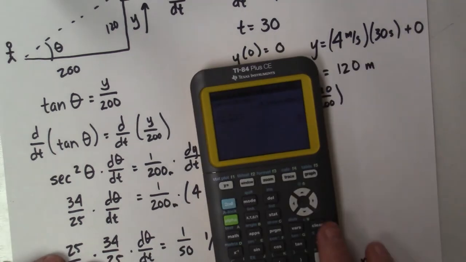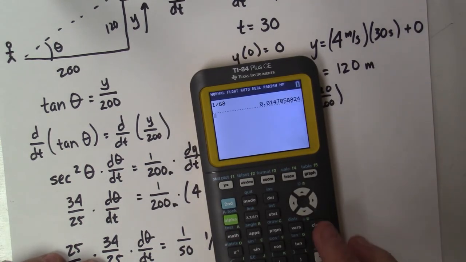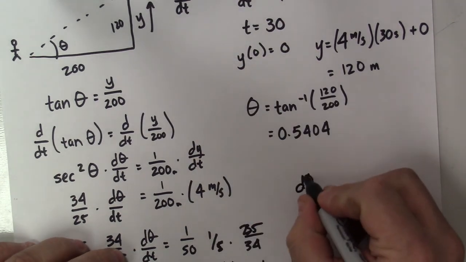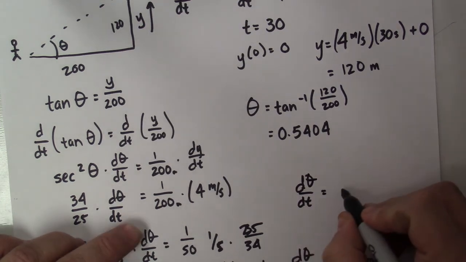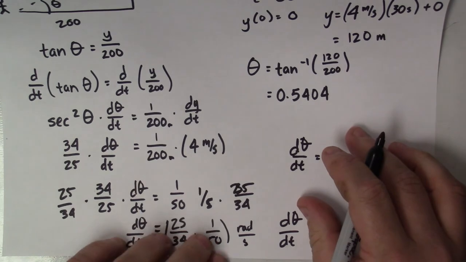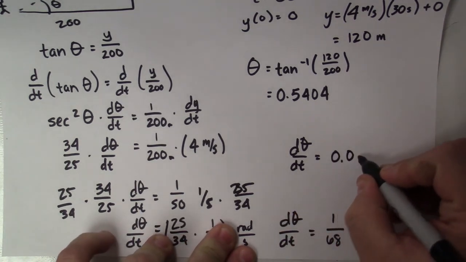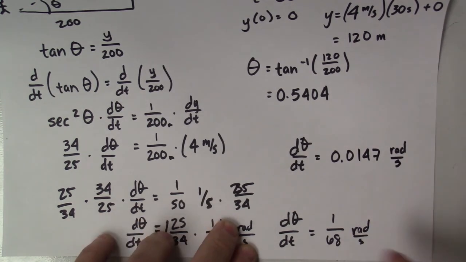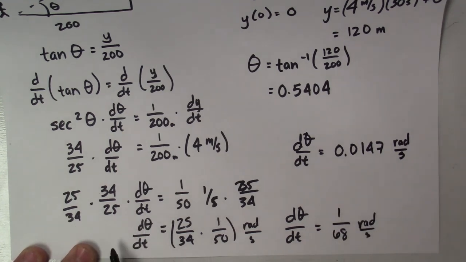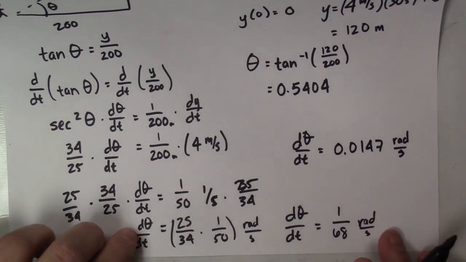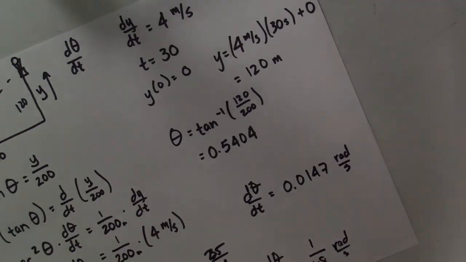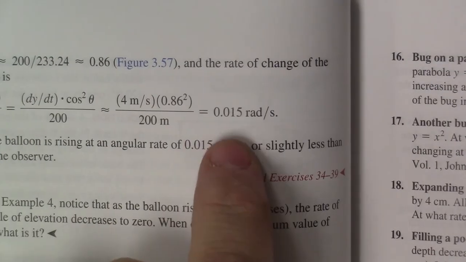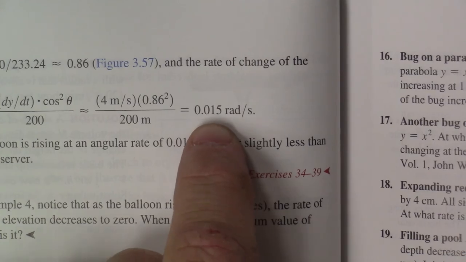Okay, and so let's figure out what that is. 1 divided by 68 is about 0.0147 radians per second. This is just doing some algebra, getting everything over there, 1 over 68 radians per second. Your textbook says 0.015 radians per second. They rounded to 3, I rounded to 4.